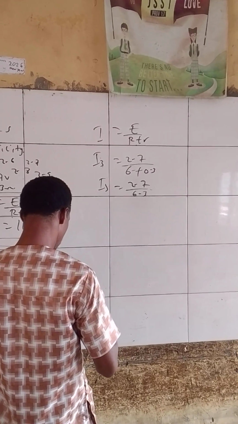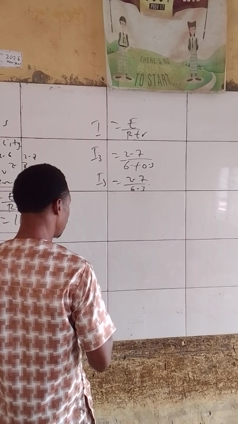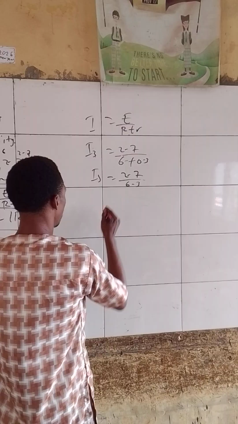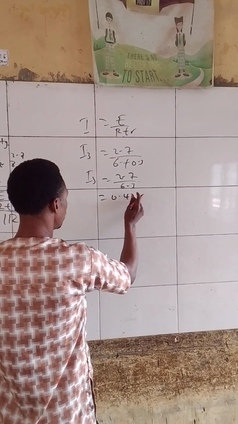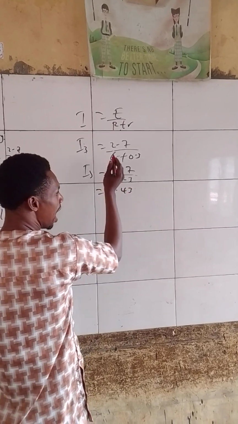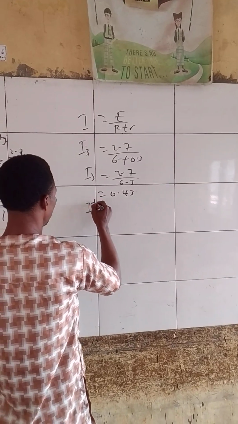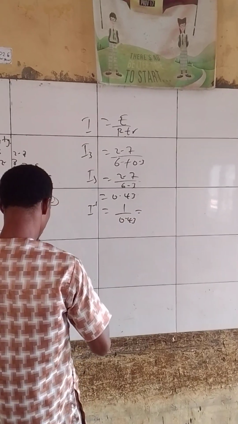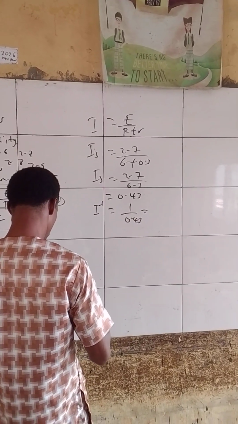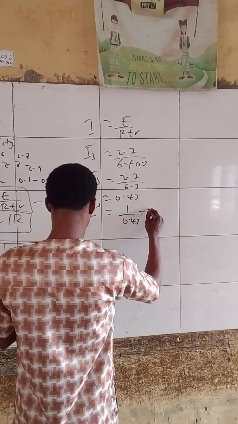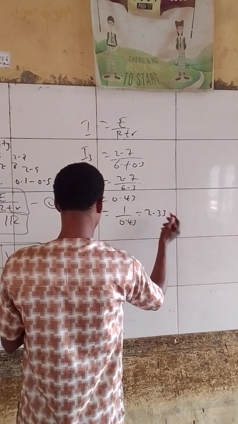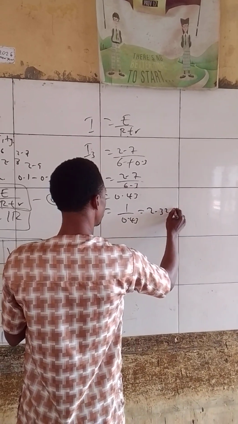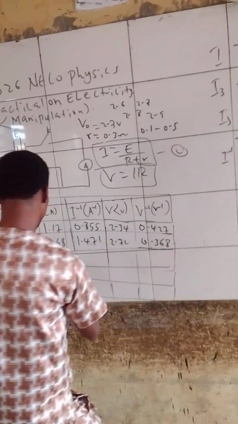Now that gives me 2.7 divided by 6.3. It gives me 0.42. I can say 0.43. Now I will find the inverse, I inverse. So that is 1 over 0.43. That is 1 divided by 0.43. That gives me 2.326, in 3 decimal.